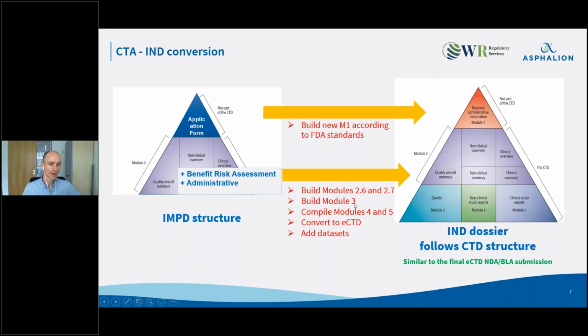Then we have to write the module 3. We have to prepare this. We have to compile modules 4 and 5, and for these we might need to include the study data sets. And of course, all of this needs to be converted into eCTD format. Now, the good thing is that once you've done all this work, you're actually a significant step closer to your final eCTD NDA BLA submission. This is the new drug application or the biologics license application.